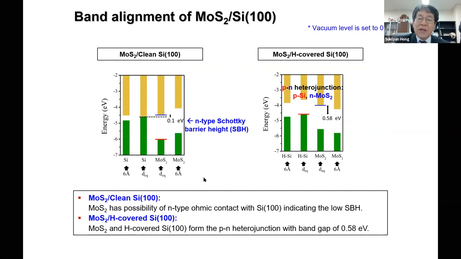Here is the result for the band alignment between the two materials. For the clean silicon surface, molybdenum disulfide has the possibility of n-type ohmic contact, which gives a very small Schottky barrier height of around 0.1 electron volts. And for the hydrogen-covered silicon surface, we have a p-n junction with a band gap around 0.6. Here you can see p-type silicon and n-type molybdenum disulfide, which can explain the experimental result mentioned in the introduction.